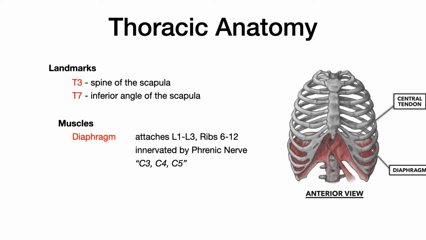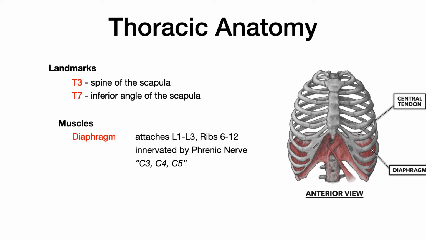There's really only one major muscle that you need to know in the thoracic region, and that's your diaphragm. The diaphragm is the major muscle involved in breathing. So you need to know its attachments and its innervation. The diaphragm attaches from L1 to L3 and ribs 6 through 12.